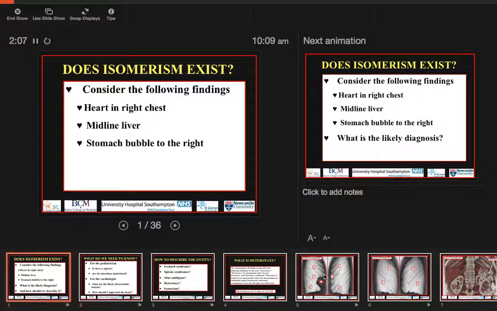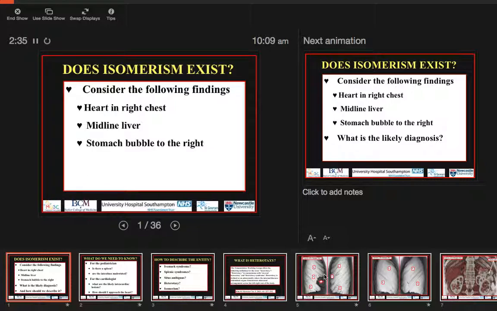So what I'm hoping to do over the next 25 minutes or so is to persuade you that that is incorrect. But we have to start with a question, as you see on the screen at the moment: does isomerism exist? So let me take you into the situation where you have to decide whether or not there is such a thing as cardiac isomerism.